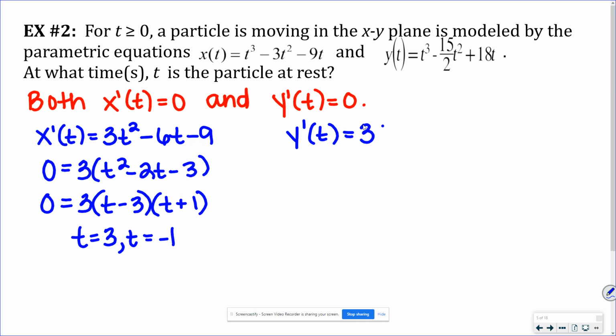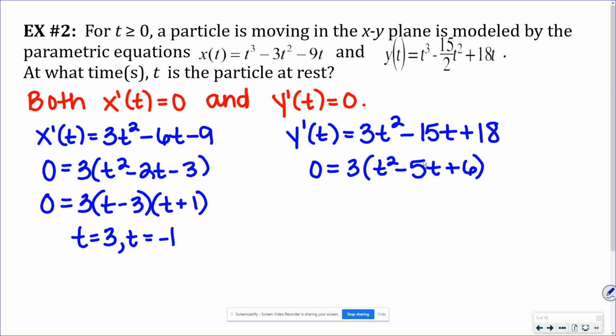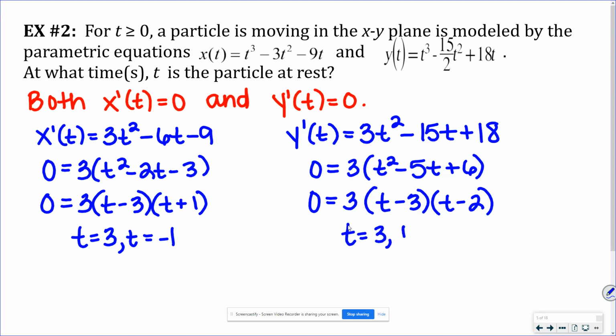So the derivative of the y equation is 3t squared minus 15t plus 18, I believe. Set that equal to 0. Same deal, factor out a 3. I think you can still do factoring for the rest of that trinomial there. 3 times (t minus 3)(t minus 2) should do it. And so we get t equals 3 and t equals 2.